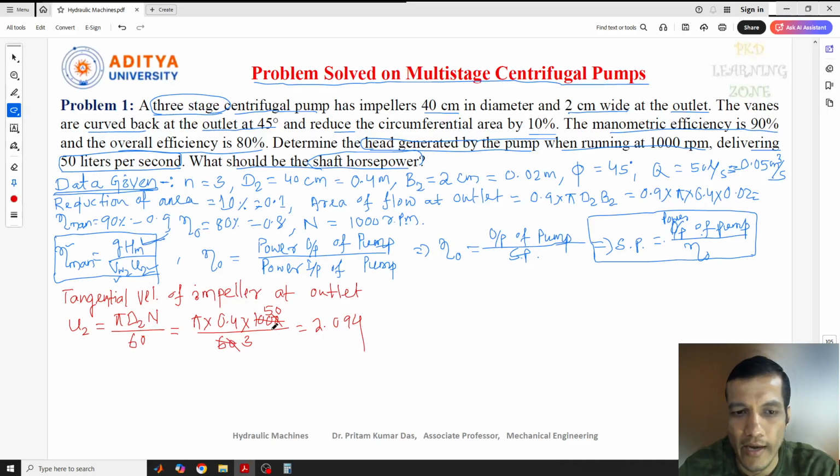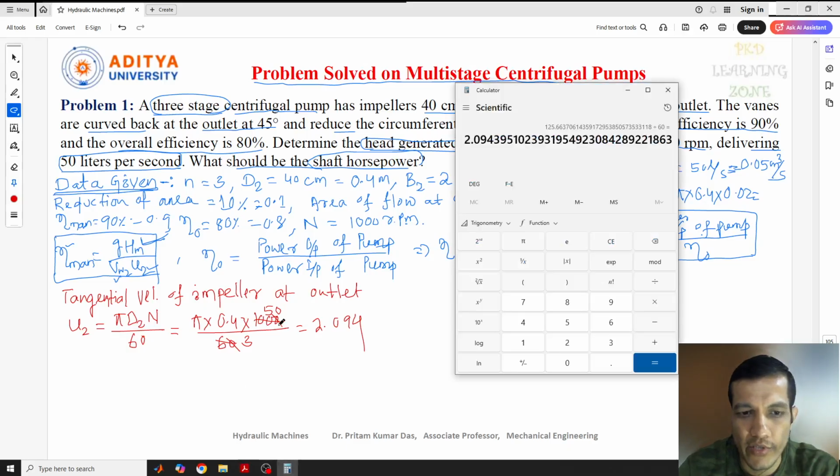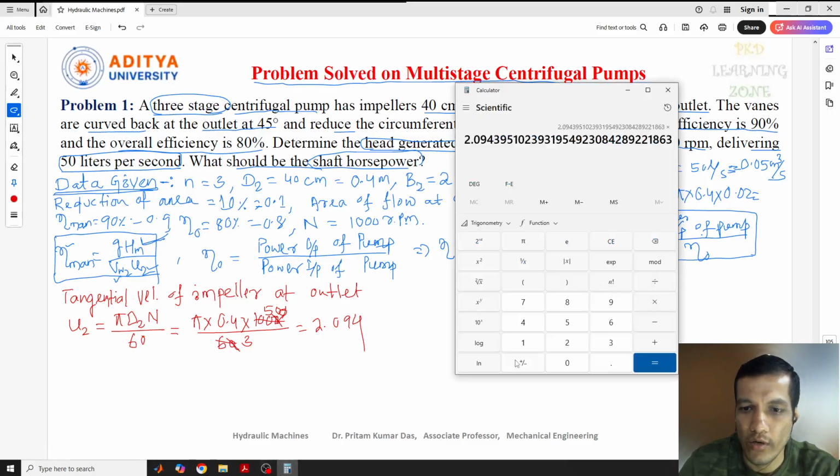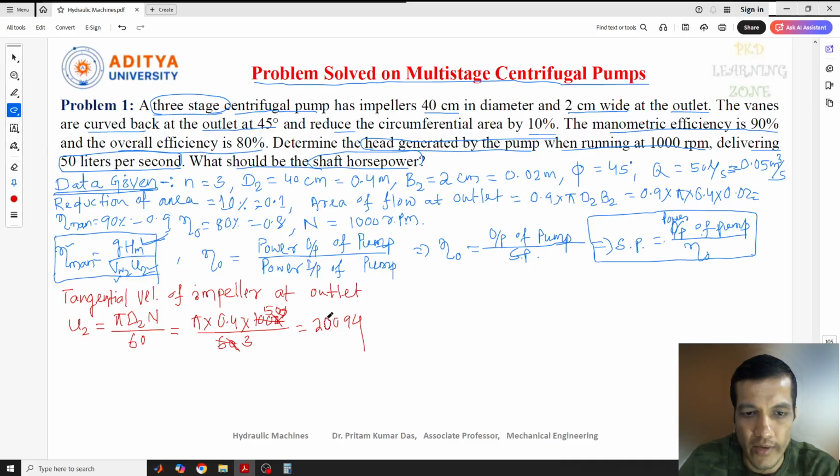Here I had made a mistake, because the value given is 1000 and I have taken 100. One more 10 will be multiplied in this, so the value is actually 20.94 meter per second. This is our tangential velocity.